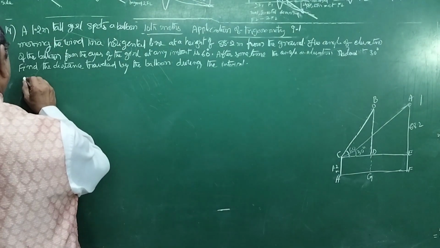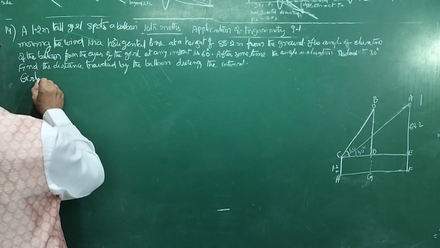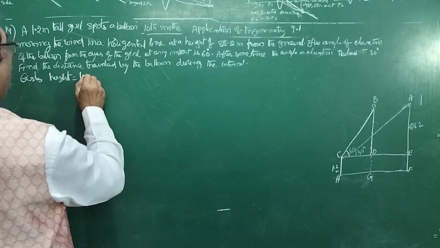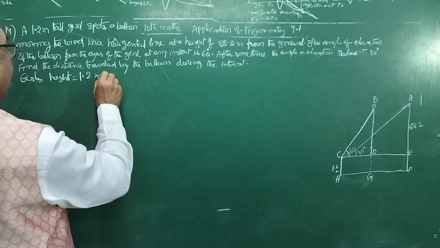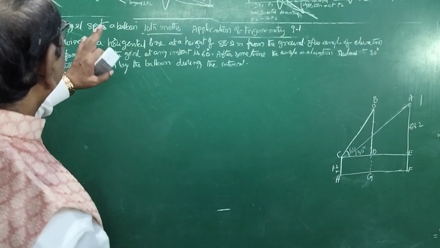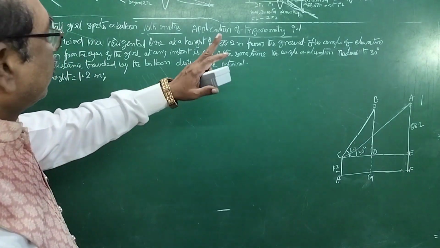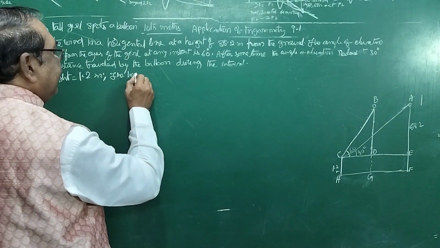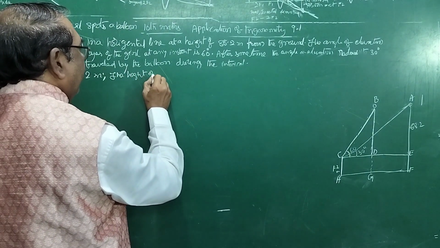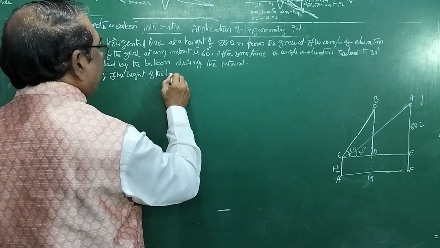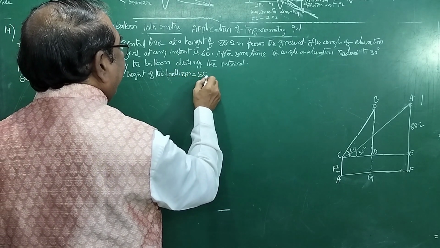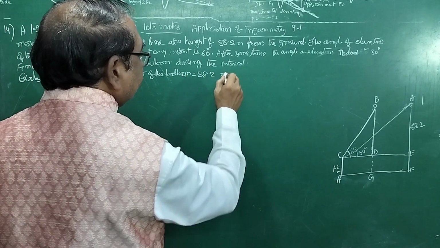What is the girl's height? The girl's height is 1.2 meters. The height of the balloon is 88.2 meters.